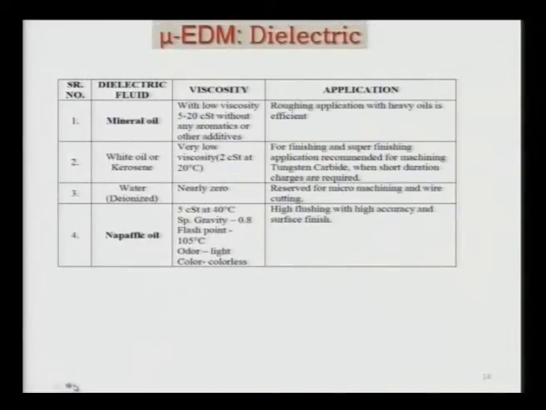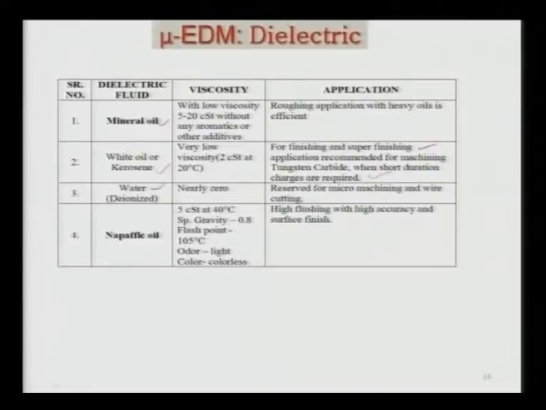Then there are various kinds of dielectric which are used in micro EDM, like mineral oil, which has low viscosity, and roughing application with heavy oils is efficient. White oil or kerosene was very commonly used in the past. It has very low viscosity, so that it can easily reach complex geometry areas or features. For finishing and super finishing purposes, it is commonly used. You can use tungsten carbide when short duration charges are required.